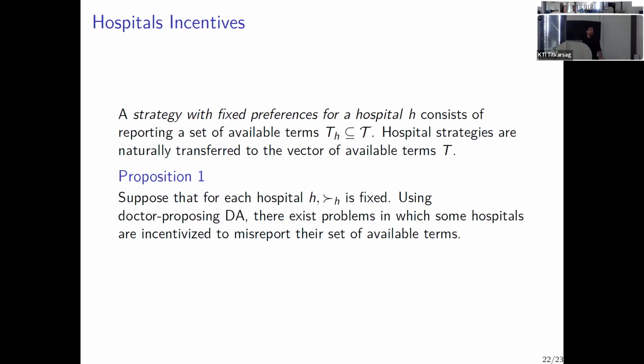And it is clear, according to the examples that I introduced, that they can manipulate. For instance, hospital H1 in the first example offers a higher salary to doctors, and this salary is not used. But because it's not used, we can say that this term is unacceptable for the hospital. And it can misreport this set of available terms by offering some terms that are maybe not available, because we know that it will not be used. And in that sense, the hospital will be better. So hospitals can manipulate when I consider the doctor proposing deferred acceptance mechanism, only by changing their set of available terms.